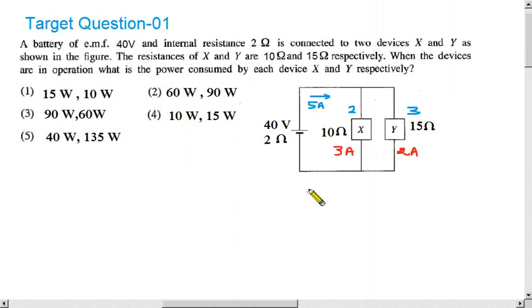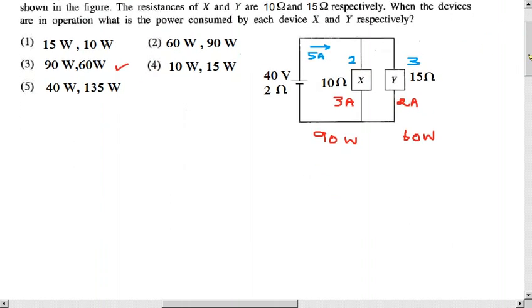So power is I squared R, 3 times 3 is 9, 9 times 10 is 90 watt. 2 times 2 is 4, 4 times 15 is 60. So the answer should be 90, 60. This is the answer. So now the described method.